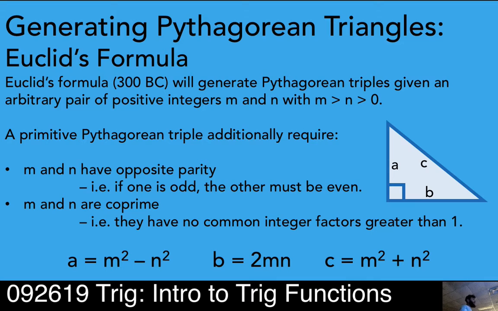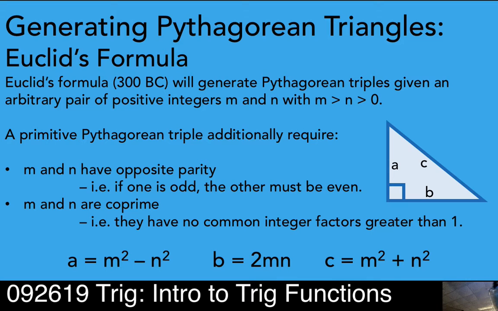All right, Euclid had this wicked crazy formula. We're on a tangent here. From 300 BC, he came up with a way of predicting what's called a Pythagorean triple. This is three integers that will make a perfect triangle that has a right angle in it. That's a Pythagorean triple. Super useful to the ancients.